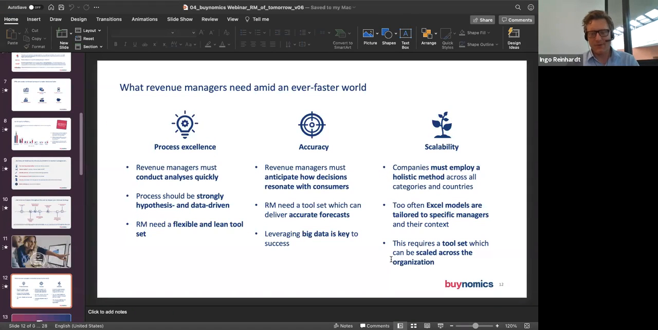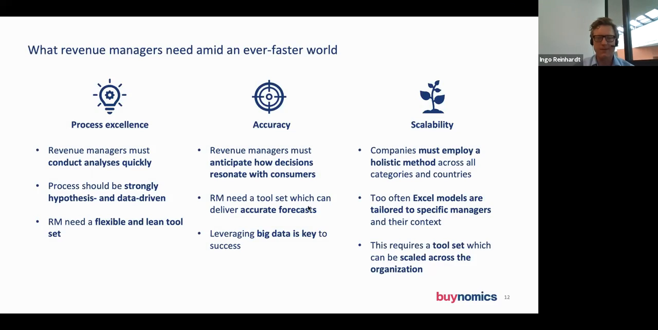Thanks, David, and thanks for giving an overview on the revenue manager of tomorrow and the tasks and the challenges that go along with it. So just to wrap up, a few minutes ago we raised a number of issues that we find important in the role of the revenue manager: process excellence, accuracy in the prediction, and scalability. And incidentally, what David showed satisfies all of these criteria, and this could actually be a solution to solve that issue. Let's move to the Q&A.